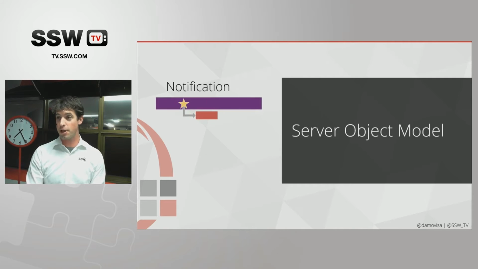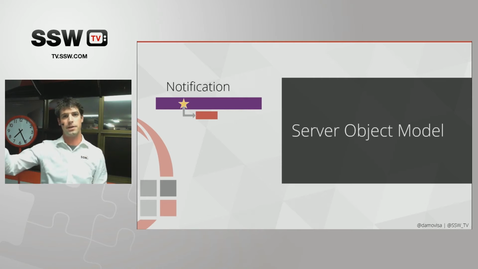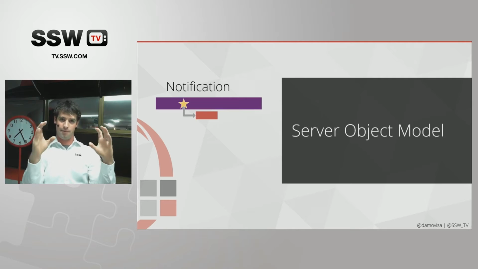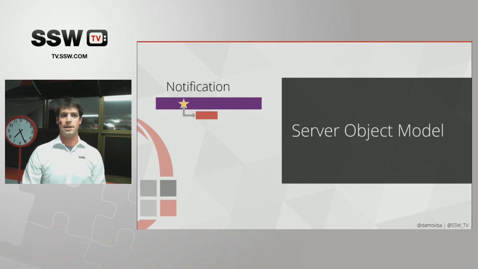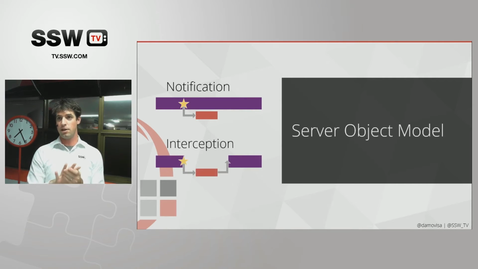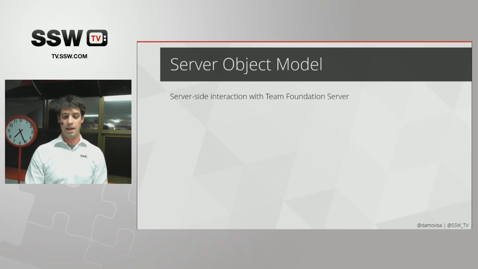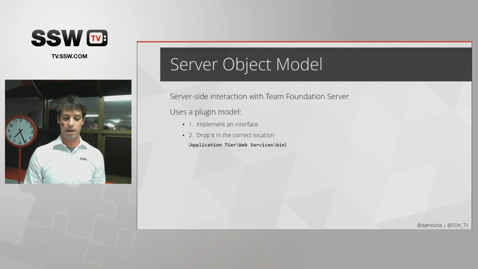All right, so server object model. The server object model, as you'd expect, goes from the server. So before we were going from a client, another bit of technology talking to TFS. Now we're going from within TFS. There are two things you can do here. You can be notified when something happens, and you can have the ability to change what happens as a result. It's server-side interaction, and it uses a plugin model. And it's actually a really, really easy model to work with.